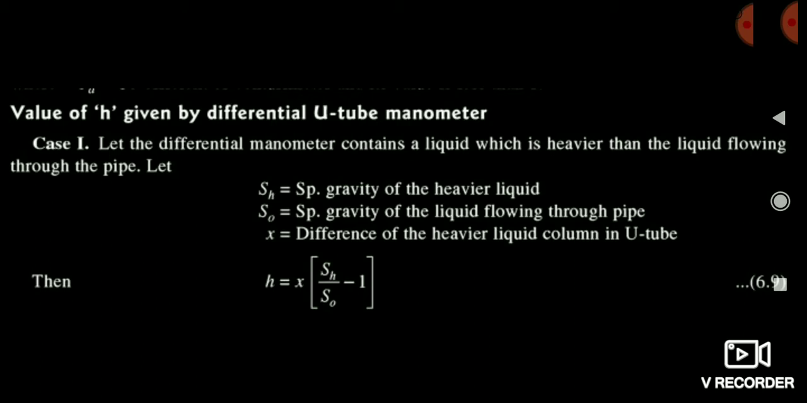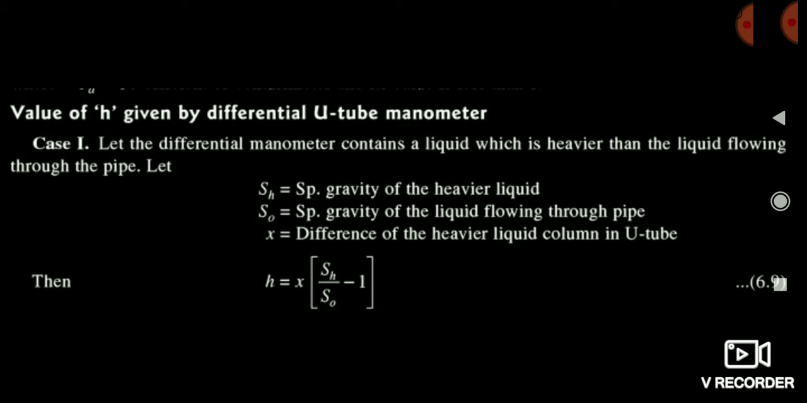One question was asked this year on this formula: h is equal to x into (SH divided by S naught minus 1), where SH is the specific gravity of the heavier liquid, and in the 2020 paper they have given the heavier liquid as mercury, meaning its specific gravity is 13.6, and S naught is the specific gravity of the lighter liquid, and x is nothing but the difference in the U-tube column, that mercury level difference is our x.